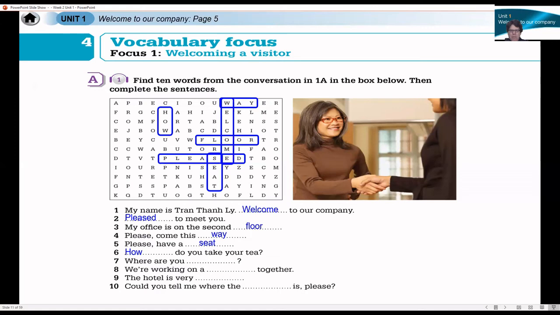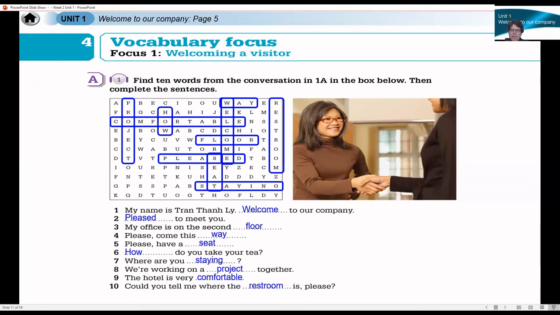Okay, when you first see this, you might think, where are you from? But remember, he's visiting Hanoi. So the woman asked him, where are you staying? We're working on a project together. So she did ask him, what's your hotel like? And he said, well, he didn't say the hotel, but he said, it's very comfortable. He said simple also. Could you tell me where the restroom is?